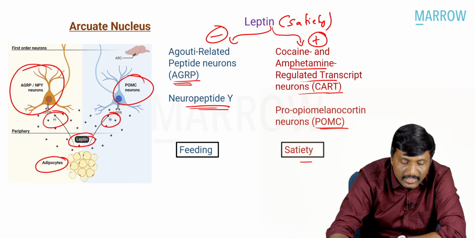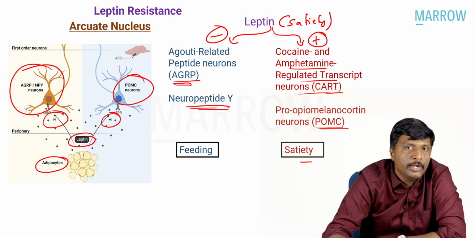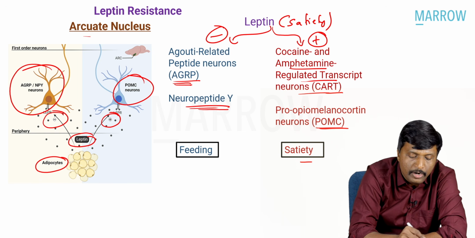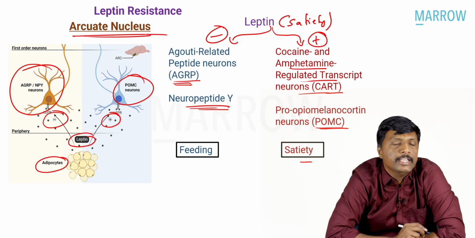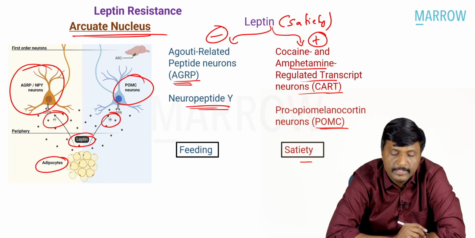What happens whenever there is leptin resistance? The opposite will happen. The feeding group is not inhibited, leading to excessive food intake and obesity. Leptin resistance, obesity. So the feeding group is not inhibited whenever there is leptin resistance. All this important event happens in the arcuate nucleus. That is why leptin resistance affects the arcuate nucleus.